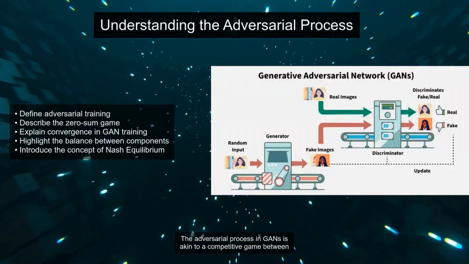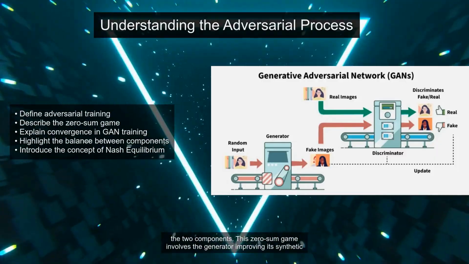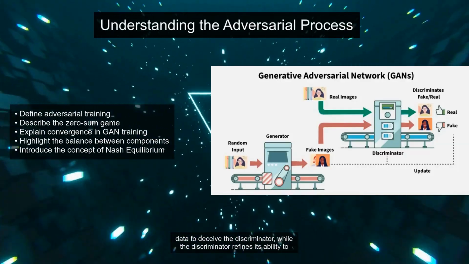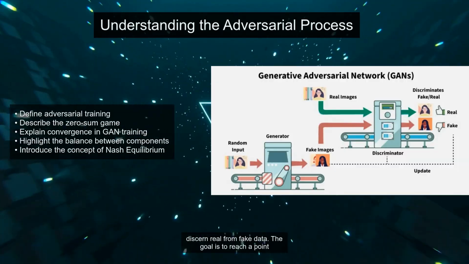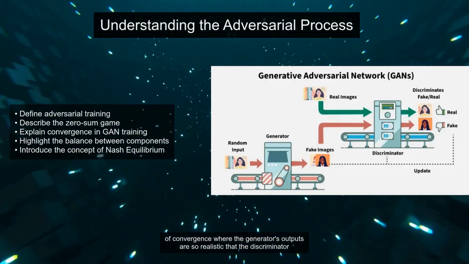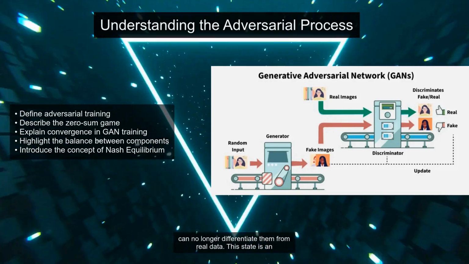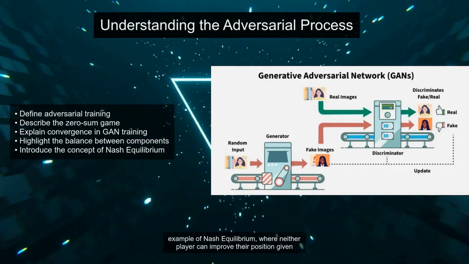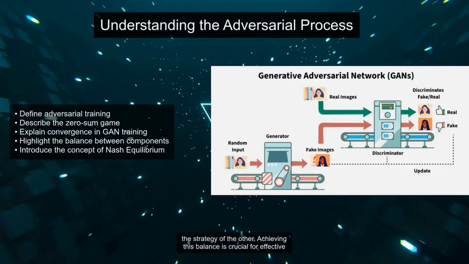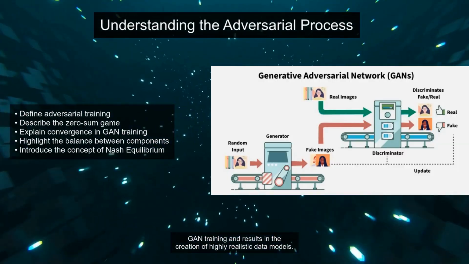The adversarial process in GANs is akin to a competitive game between the two components. This zero-sum game involves the generator improving its synthetic data to deceive the discriminator, while the discriminator refines its ability to discern real from fake data. The goal is to reach a point of convergence where the generator's outputs are so realistic that the discriminator can no longer differentiate them from real data. This state is an example of Nash Equilibrium, where neither player can improve their position given the strategy of the other. Achieving this balance is crucial for effective GAN training and results in the creation of highly realistic data models.